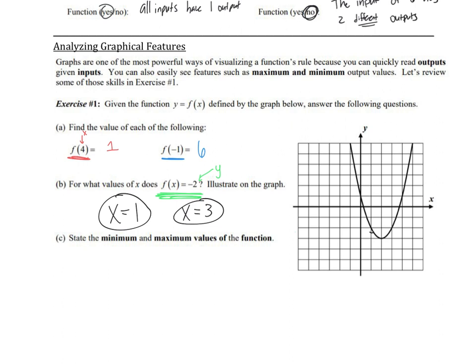So it happens twice here. For that one, I'm kind of working backwards. Now, something new that we're going to talk about today is our minimum and maximum values.